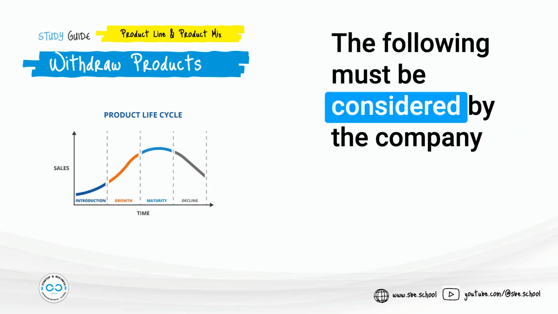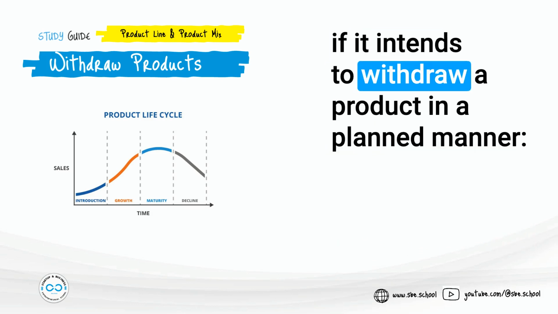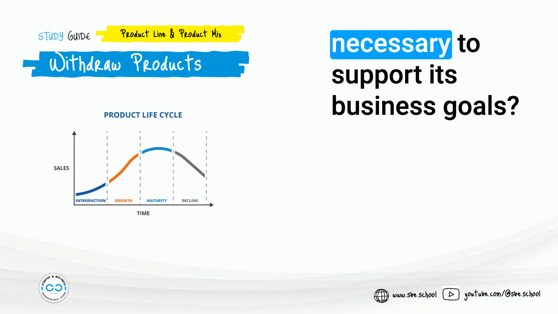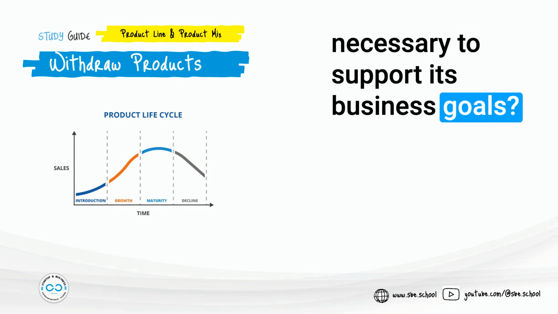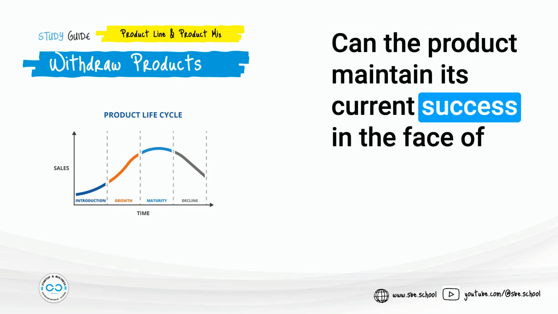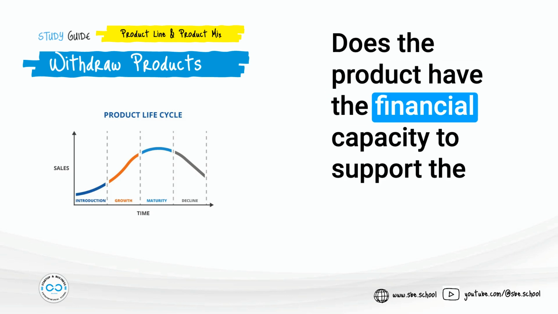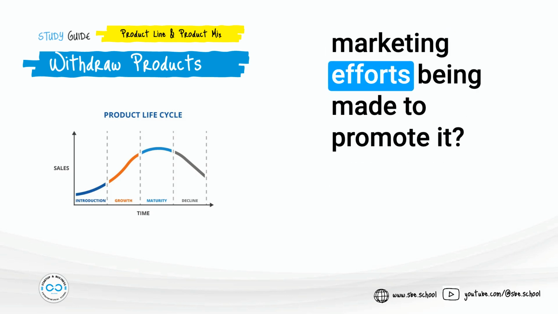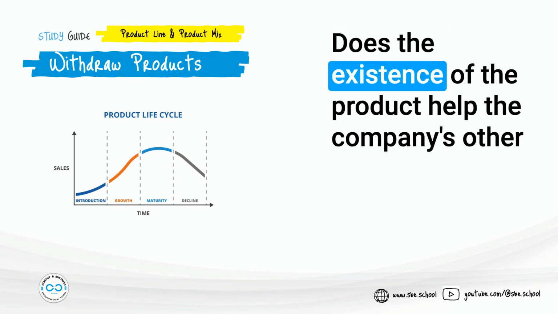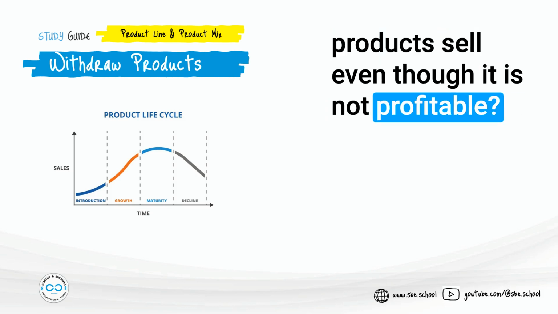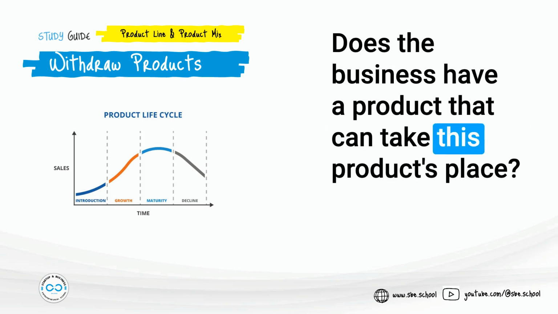The following must be considered by the company if it intends to withdraw a product in a planned manner. Has the product generated the sales and profits necessary to support its business goals? Can the product maintain its current success in the face of competition and a shifting market? Does the product have the financial capacity to support the marketing efforts being made to promote it? Does the existence of the product help the company's other products sell even though it is not profitable? Does the business have a product that can take this product's place?